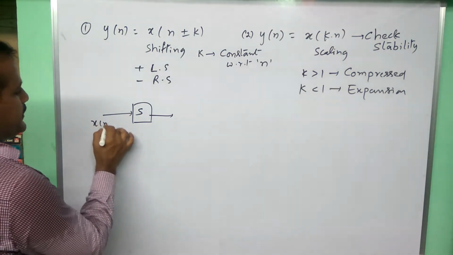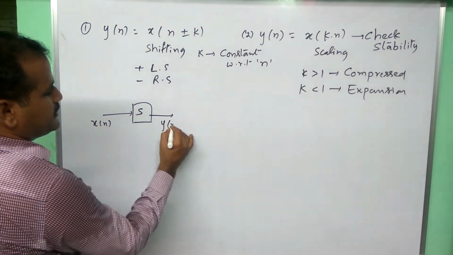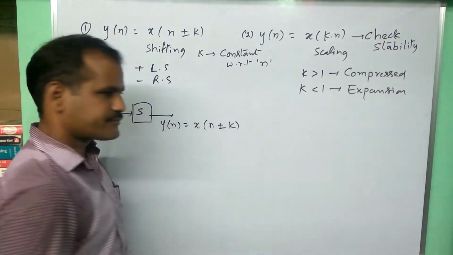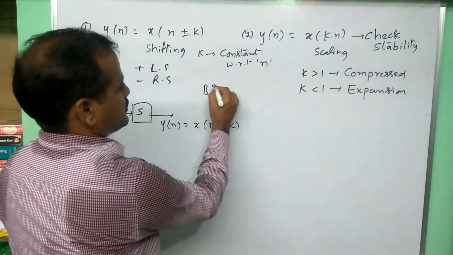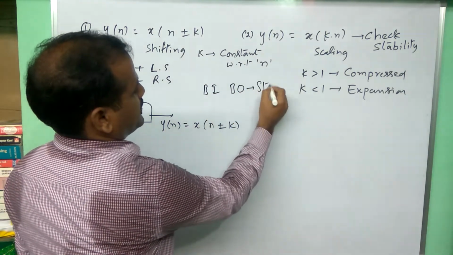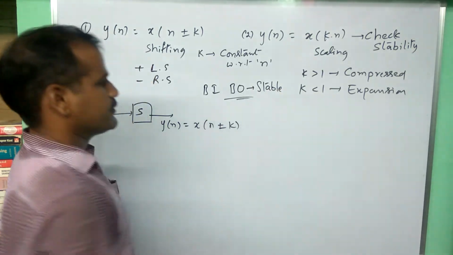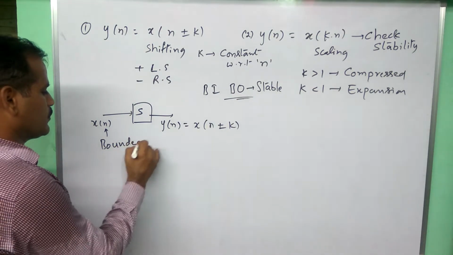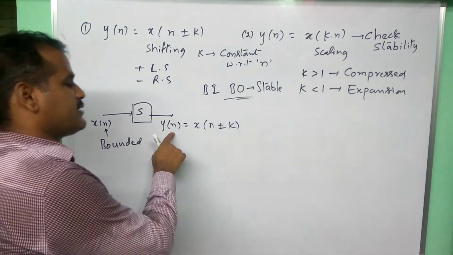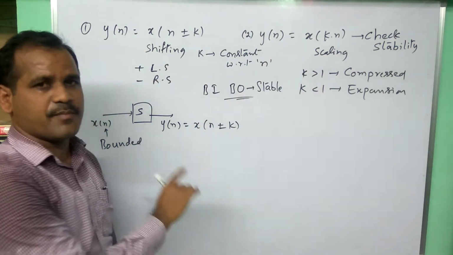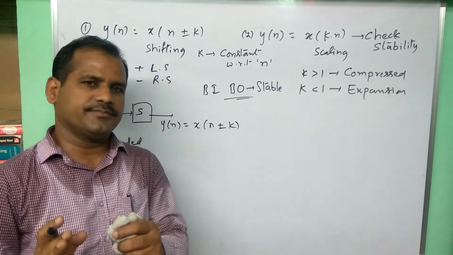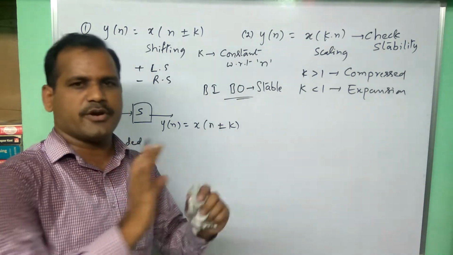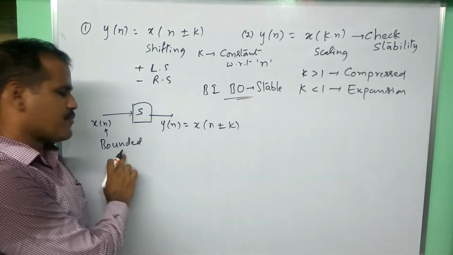When x of n is applied, this signal x of n produces the output signal x of n plus or minus k. Here, bounded input should produce bounded output for the stability. Once the input signal is bounded, the corresponding output is a shifted version of the bounded signal. If the input signal is shifted, a bounded signal will remain bounded, or an unbounded signal will remain unbounded. So because of shifting, the boundedness is not disturbed.